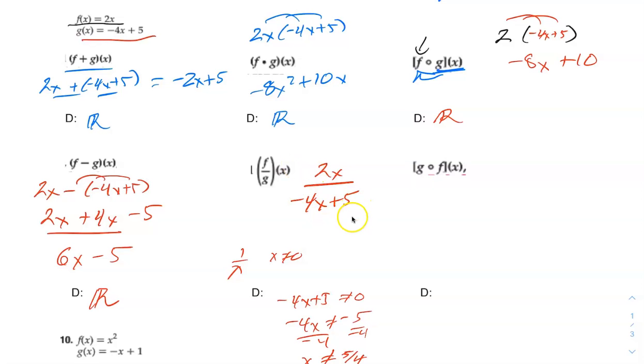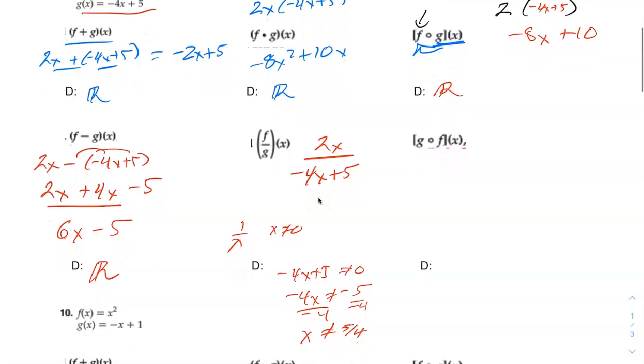If I plug 5/4 into this, I'm going to get 0 on the bottom. You can't divide by 0. So that's my domain. x cannot equal 5/4. x can be anything you want. Every other number is good except for 5/4.